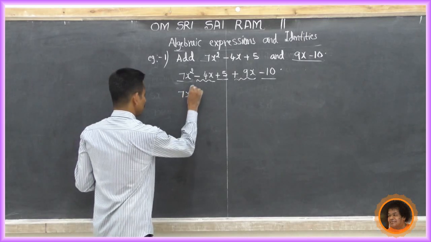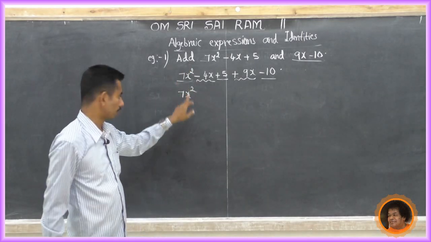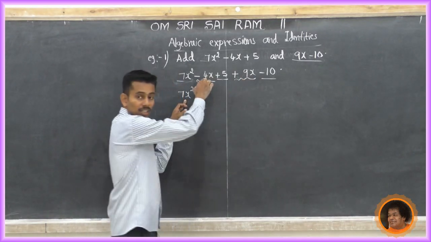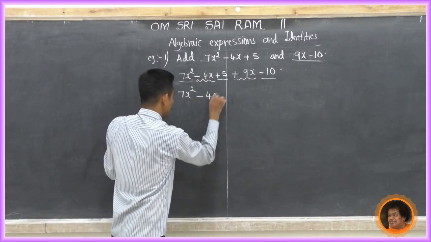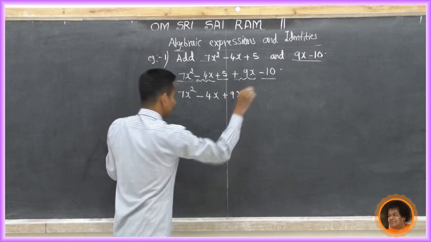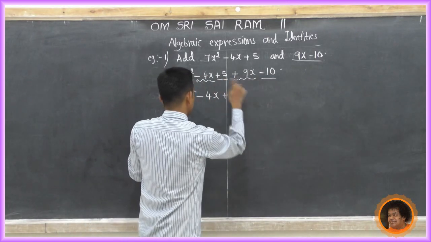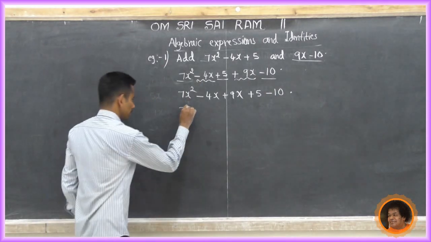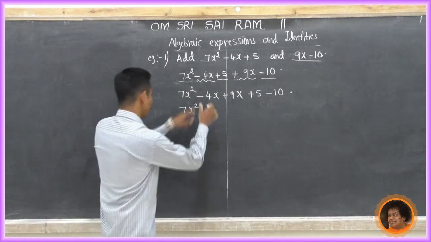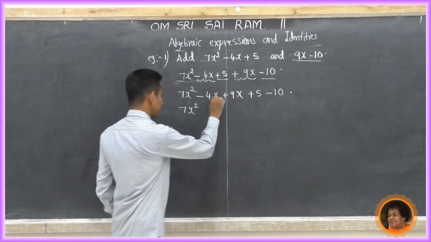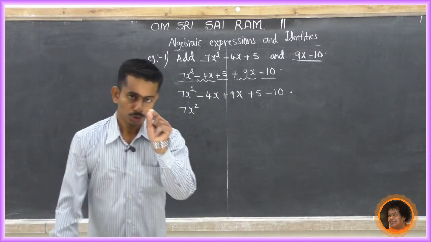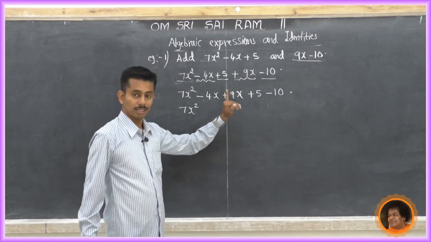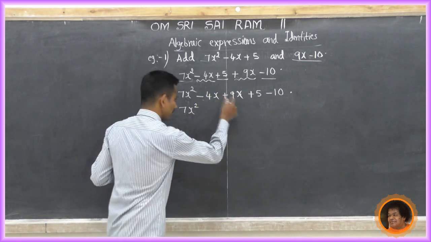Now write the first term, 7x squared. After that, minus 4x and 9x are like terms, so write them together: minus 4x plus 9x. After that, another group of like terms is plus 5 and minus 10. 7x squared, write as it is, minus 4x and plus 9x. X, it means you have a pen: minus 4 pens and plus 9 pens. Minus 4 and plus 9.